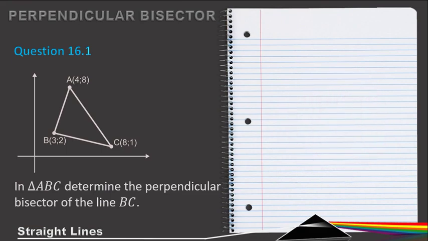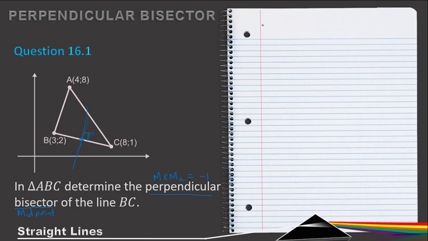Question 16.1. In triangle ABC, determine the perpendicular bisector of the line BC. So once again, remember the two words, bisector and perpendicular. For bisector, because it cuts it in half, you need to find the midpoint. And for perpendicular, you need to use the fact that gradient times the perpendicular gradient will be equal to minus 1. And we need it for the line BC. So that means the midpoint of the line BC and the line that goes through that point perpendicularly.